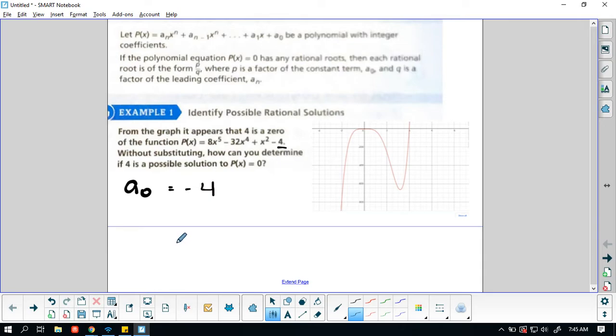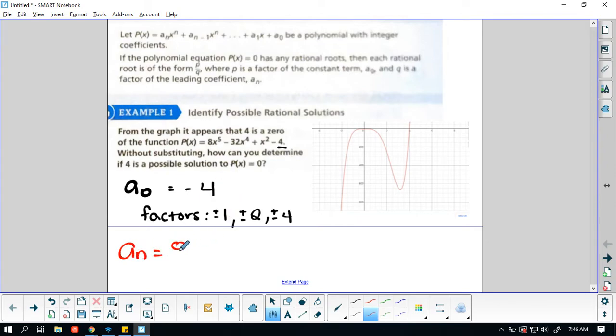And then our factors for that, let's see, factors for 4 would be positive or negative 1, because if you're doing a positive times a negative, you'll get the negative 4, positive and negative 2, because 2 times 2 is 4, so negative 2 times negative 2 is 4, and then positive or negative 4, because again, positive times a negative gives us a negative, negative times a positive gives us a negative.